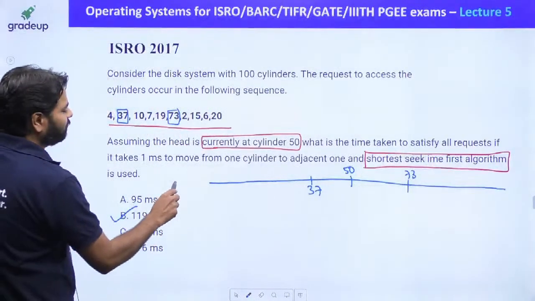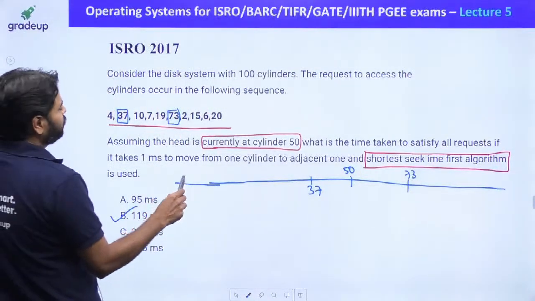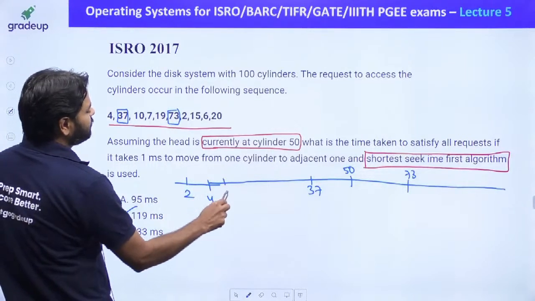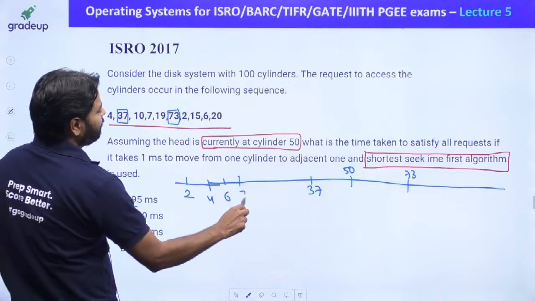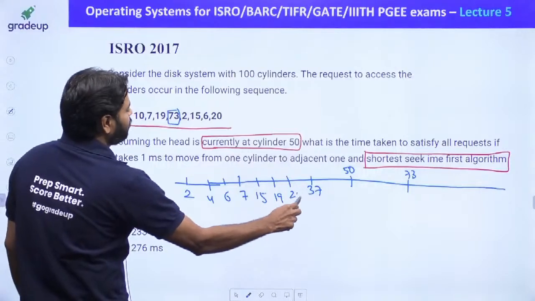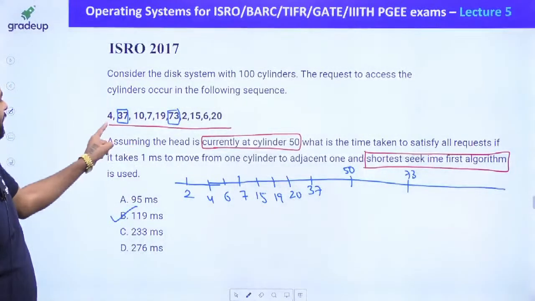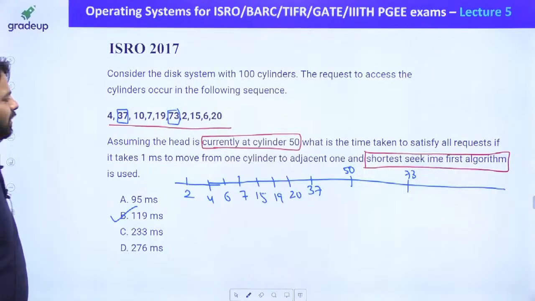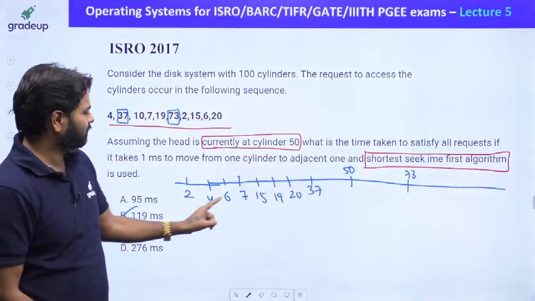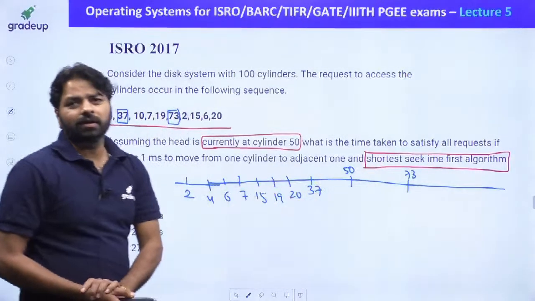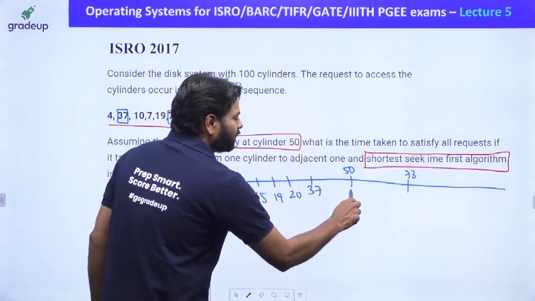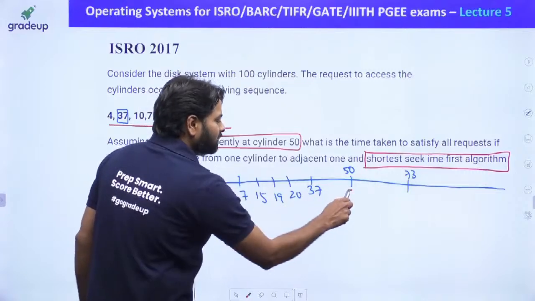Let me number all of them so that it will help me calculate later on. 2 is there, then 4, 6, then 7, then 15, then 19, then 20. That's all. Anybody else missing? Less than 50, less than 50, and above 50, fine. 1, 2, 3, 4, 5, 6, 7, 8, 9, 10. Yes, 10. If you are pointing here, just look at these two differences.